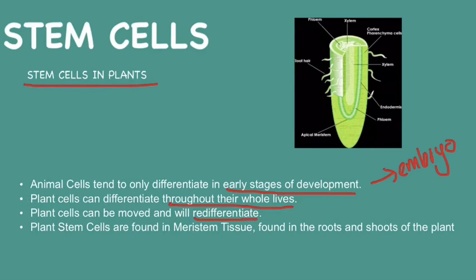What do I mean by that? Well, I could take a cell from the root of the plant, move it to the leaf of the plant, and it would re-specialize, and it would gain the features to be a leaf cell now as well.